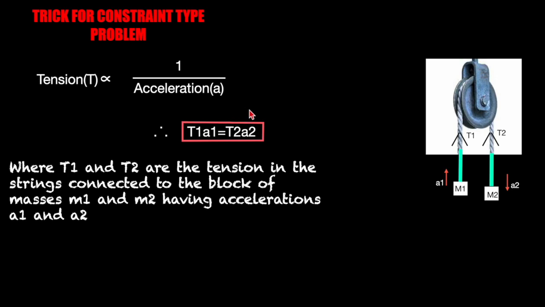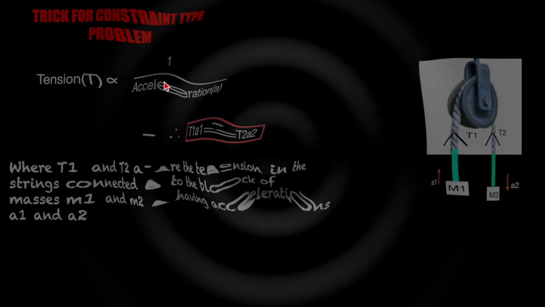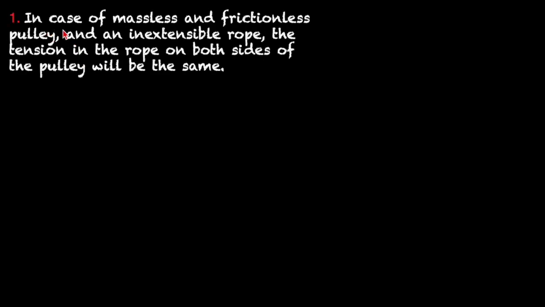So this is the trick for the constant type problem, which is T1A1 is equal to T2A2. Now coming to the next slide, before going to the question, I am going to explain some points that you have to remember, or memorize in your mind, so that you can solve any pulley question easily.